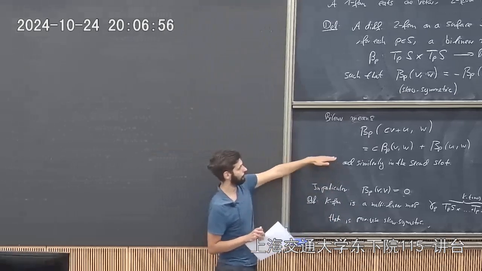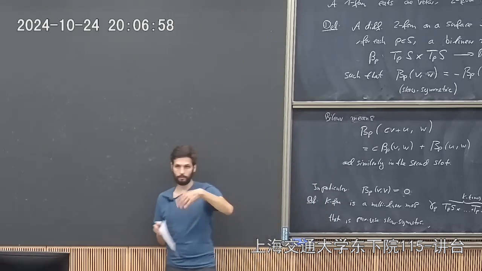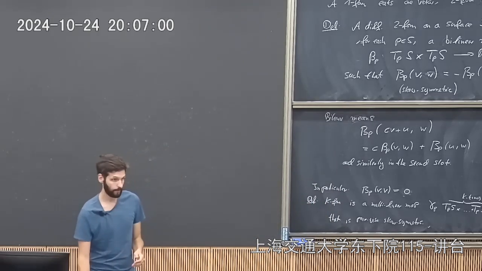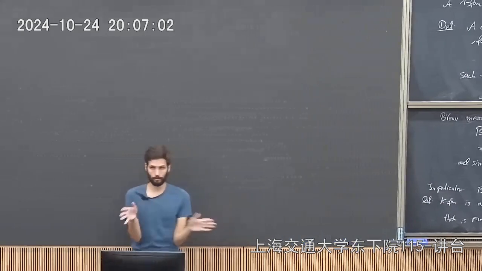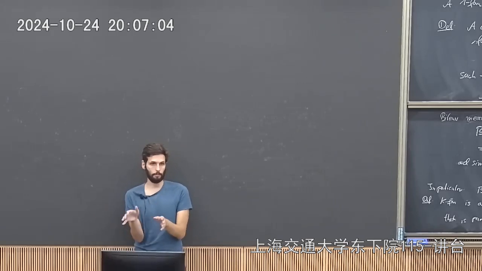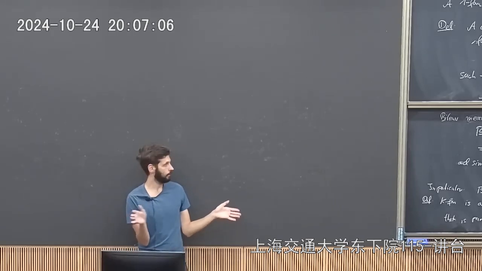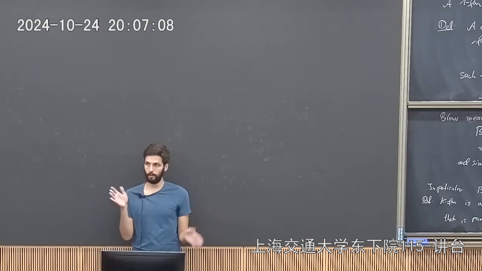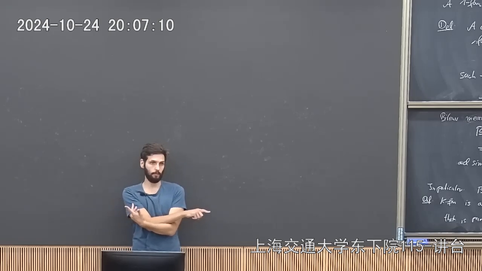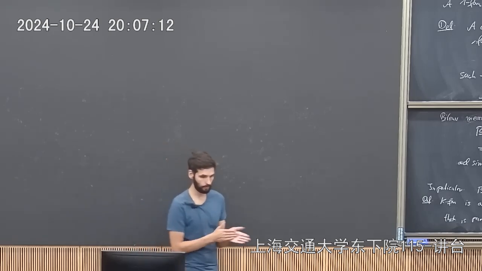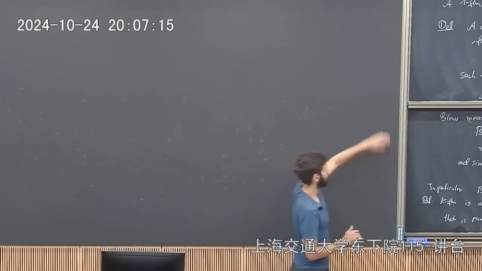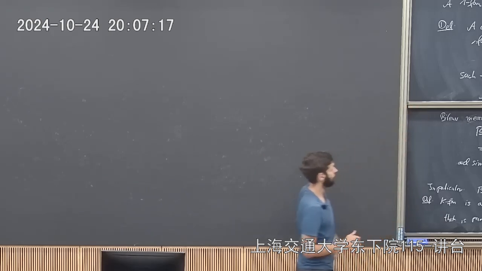So the important point here is that we have a gadget that eats 2 tangent vectors and gives us a number, in the sense that it's linear in each of the vectors. And if you turn around the vectors, you get a minus sign. So that's the important part of a 2-form.